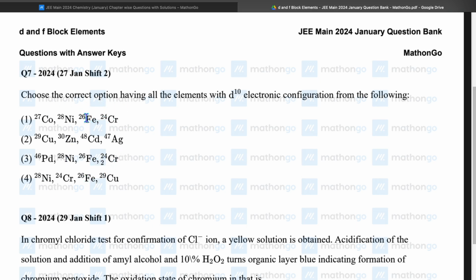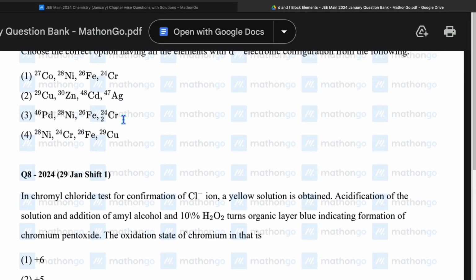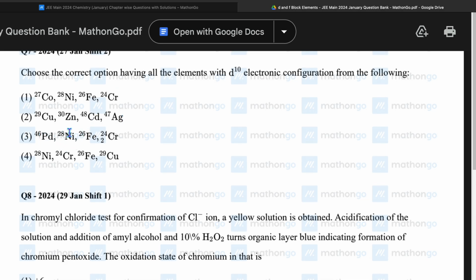ఐరన్ ఉండదు. సో దిస్ ఆప్షన్ ఈజ్ ఎలిమినేటెడ్. So copper, zinc, cadmium, mercury. So this could be our answer. So palladium, nickel undadu. ఇక్కడ కూడా నికెల్ ఉంది, నికెల్ ఉండదు. నికెల్లో D10 కాన్ఫిగరేషన్ ఉండదు కదా, సో ఇక్కడ ఉండదు, ఇక్కడ ఉండదు. సో ఆన్సర్ ఈస్ దిస్ వన్.